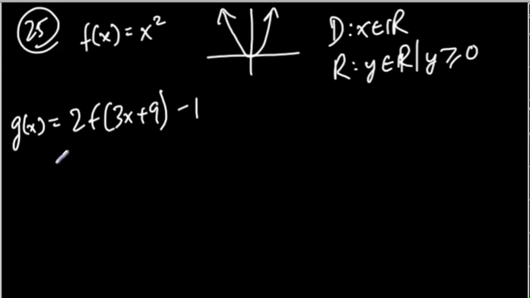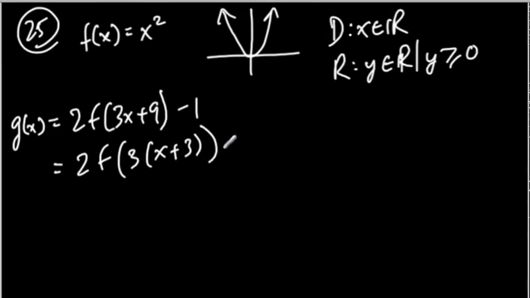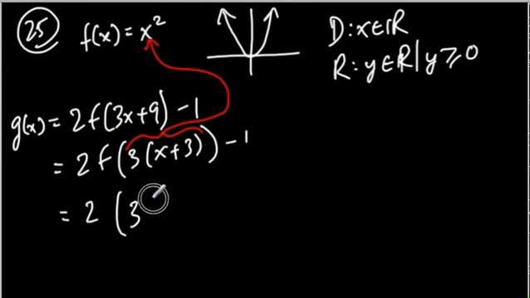So in this case, the first thing you should always do is factor the argument. So it's 2f of 3x plus 3 minus 1. And now we're going to take this argument, and we're literally going to plug it in right there. So this becomes 2, 3x plus 3 squared minus 1.